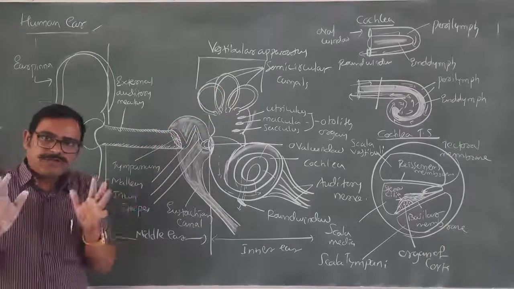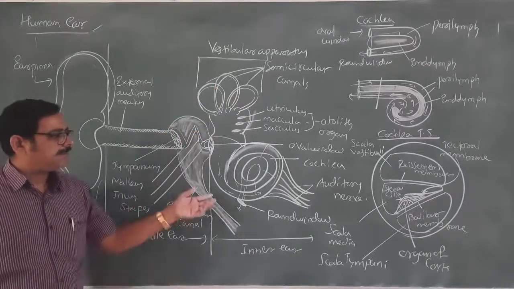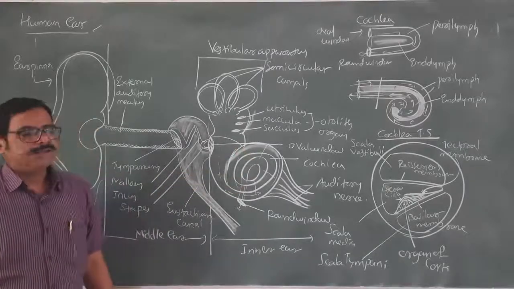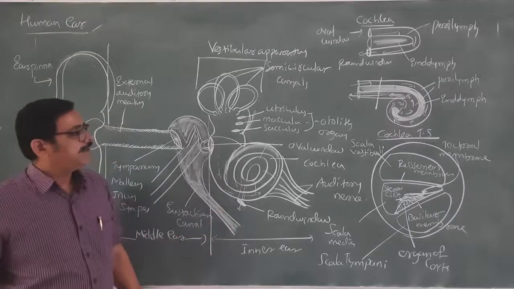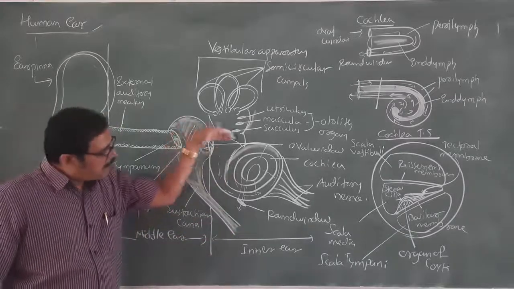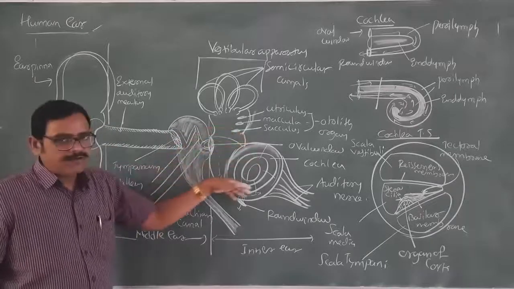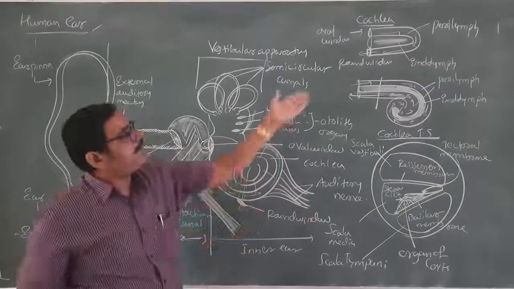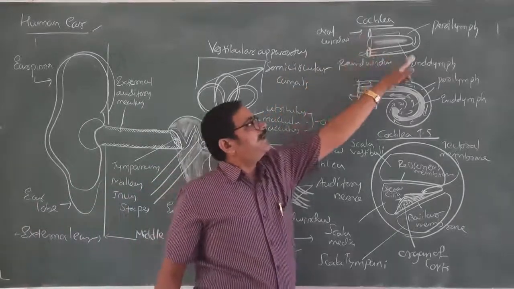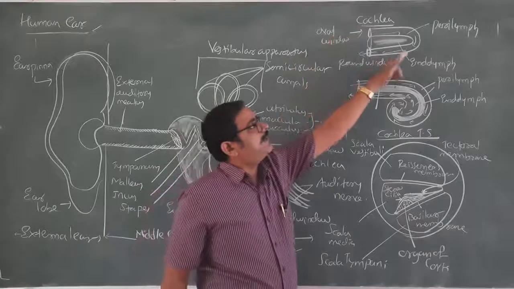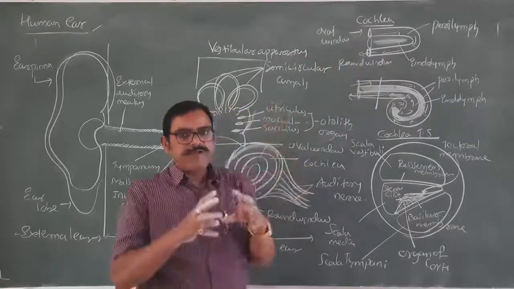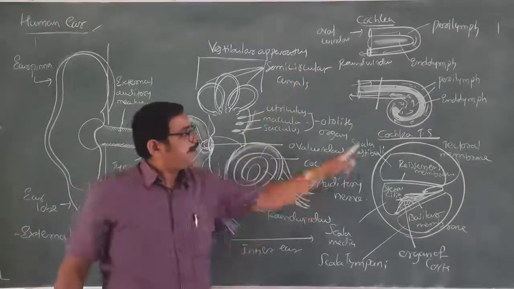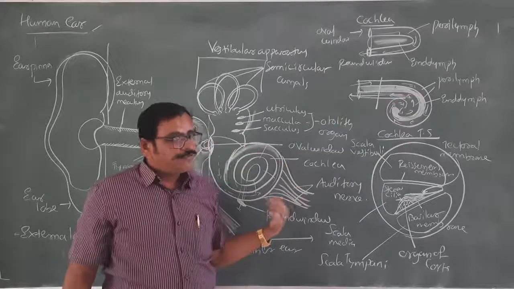But actually hearing mainly happens inside the cochlea. How are sound vibrations converted into impulses? Let me tell you. The oval window takes the signal in, the round window takes the signal out. If we uncoil this, mainly what we find is like this: going in and coming out, and it is like a tube inside a tube. The outer tube has perilymph, the inner tube has endolymph. It is a tube inside a tube.